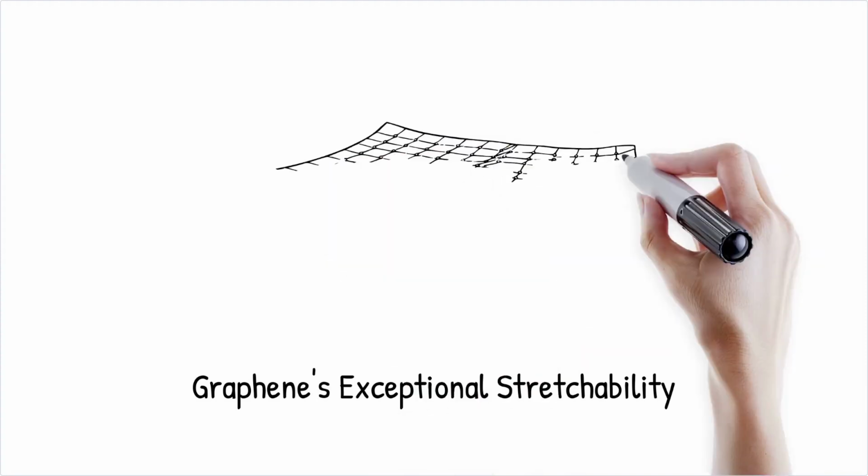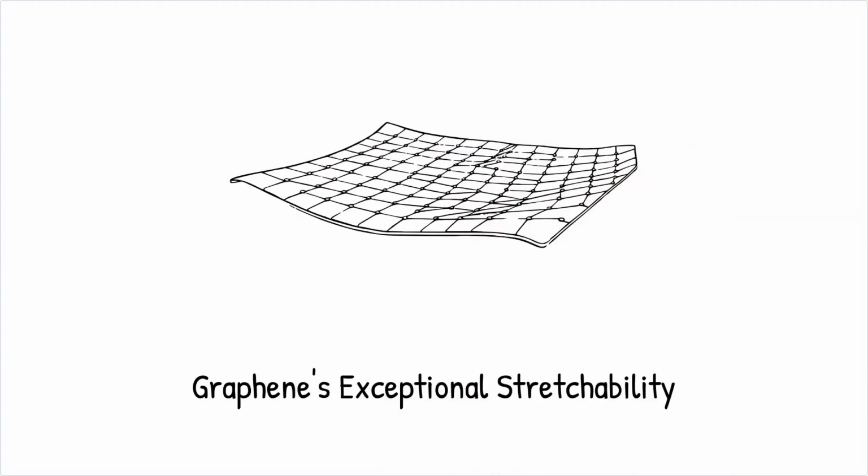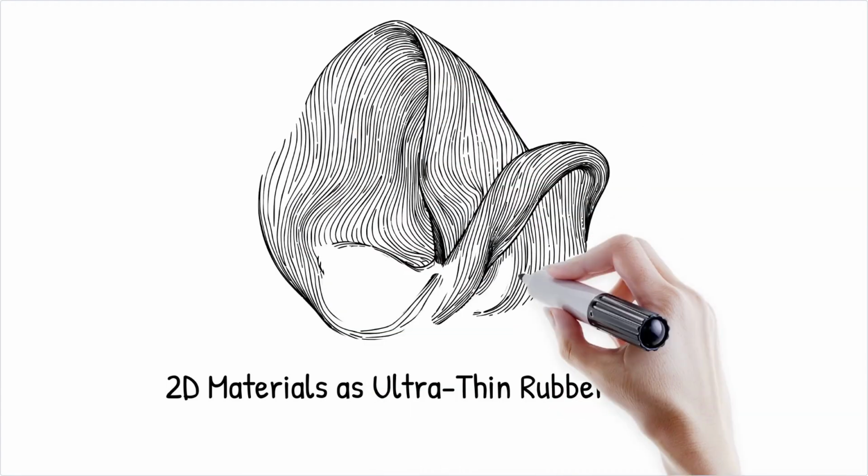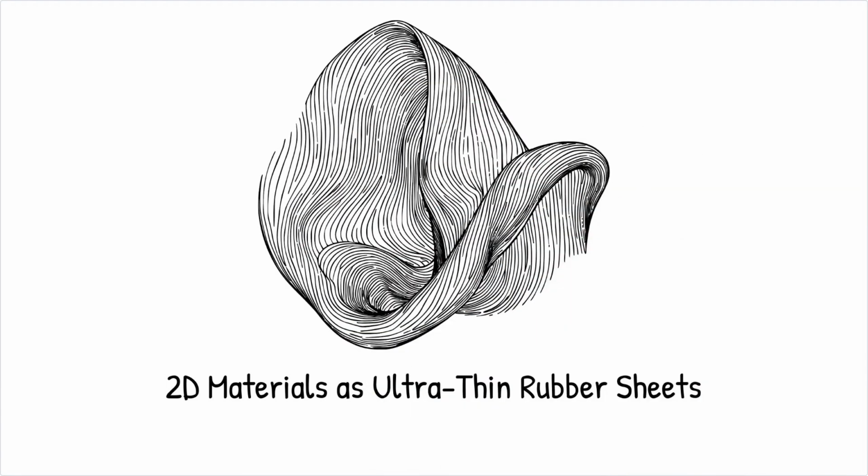Example: graphene can stretch by up to 20% without rupturing, enabling it to withstand extreme mechanical deformations while retaining its unique electronic properties. Analogy: 2D materials in straintronics are like ultra-thin rubber sheets that can be stretched, twisted, or bent to create entirely new patterns and designs.